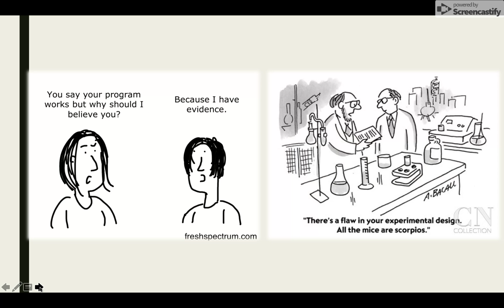So here's just two photos that kind of have to do with internal validity. On the left, you say your program works, but why should I believe you? Because I have evidence. And then on the right, there's a flaw in your experimental design, all the mice are Scorpios, and that's referring to the threat to internal validity that is sampling, because in this case, clearly their sample population is of the wrong population.